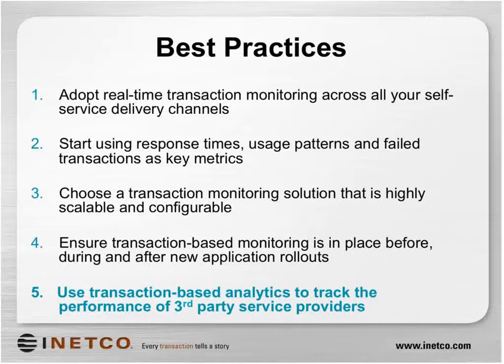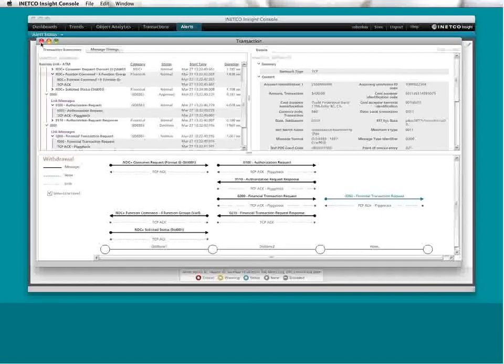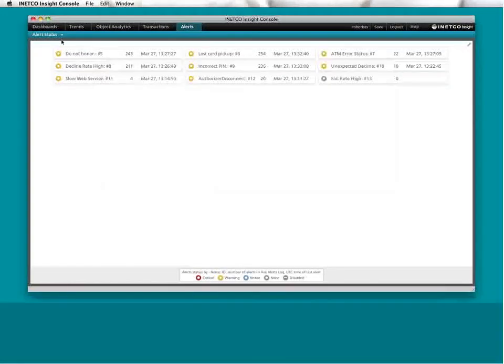Okay, so we've gone through five best practices here. Let's put this all together now and give you a view into what this all looks like. I showed it to you in bits and pieces. Let's just close this down.